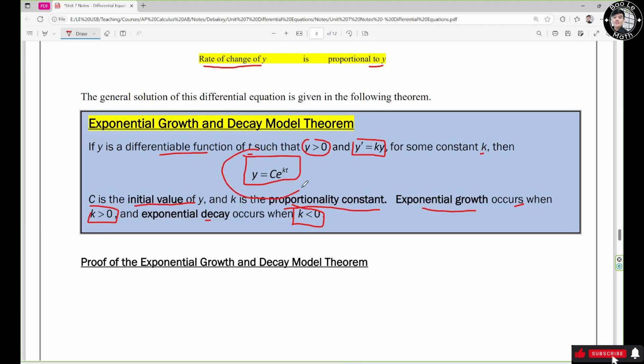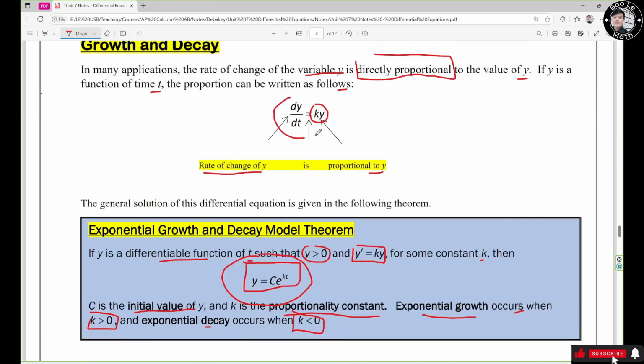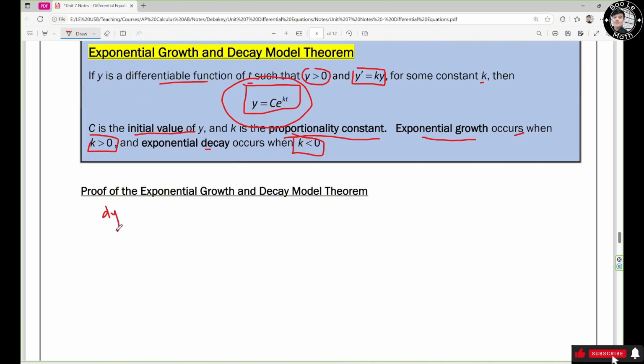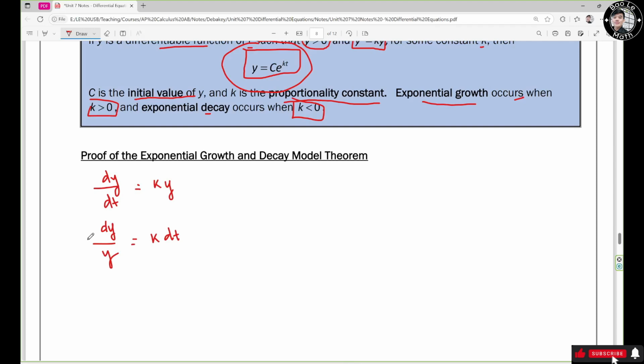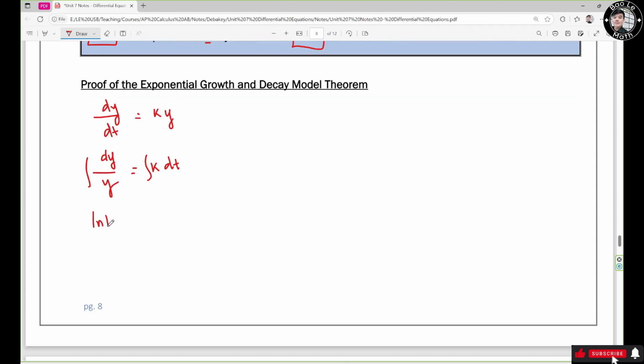Now we're going to prove this formula. We start from dy/dt equals k times y. Now I need to separate variables. I see y on both sides, so I divide both sides by y and multiply both sides by dt. This turns out to be dy divided by y equals k dt. Now I'm going to take the antiderivative of both sides. This gives natural log of absolute value of y equals kt plus c.